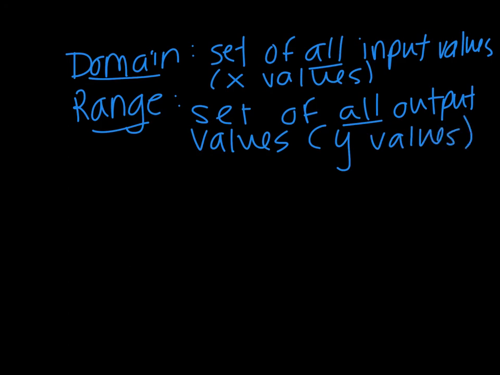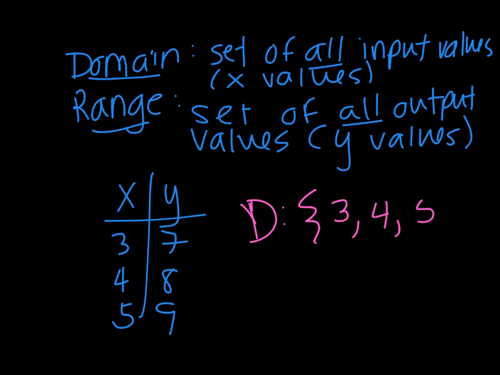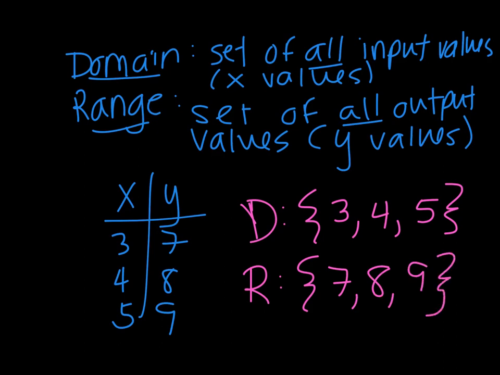So if this is my function, (3, 7), (4, 8), (5, 9). First of all, this is a function because it relates x and y, and each input has one output. The domain of this function, the set of all x values, is 3, 4, and 5. The range of this function is 7, 8, and 9 because those are the y values of the function.